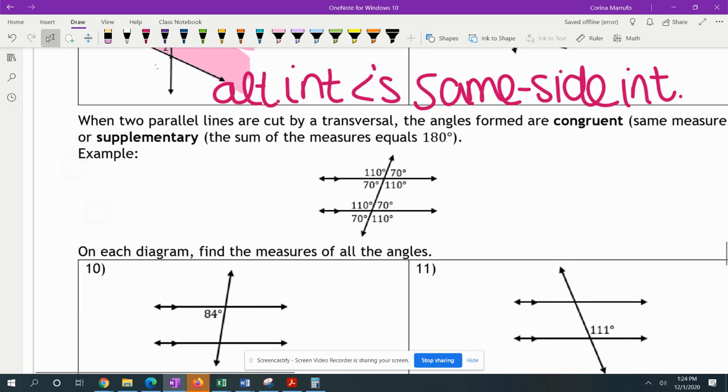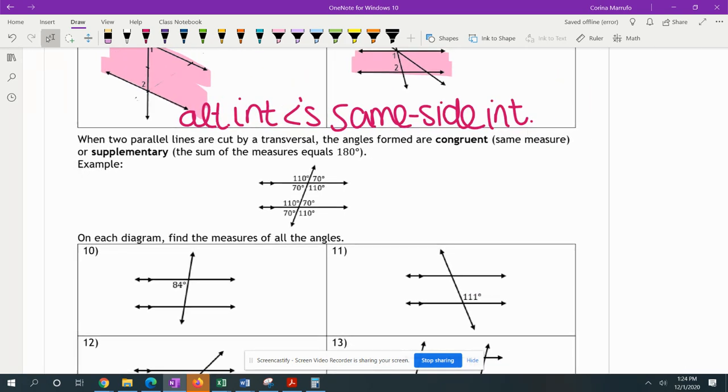So here it says, when two parallel lines are cut by a transversal, the angles formed are congruent, or the same measure, or they're supplementary, meaning that the sum of their measures equals 180. For example, we have 110, 70, 70, 110. So they give us an example here.